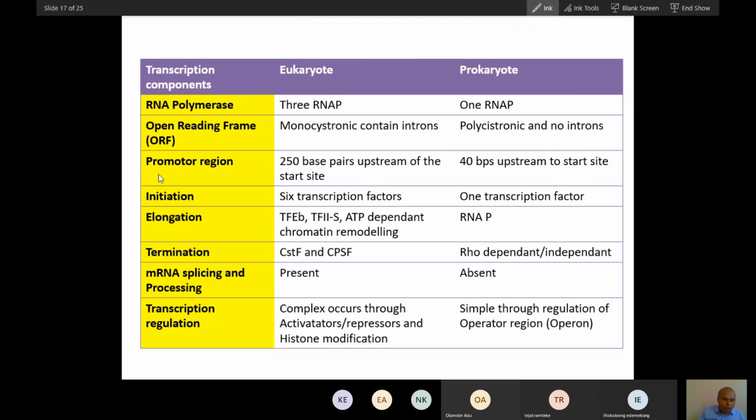So these are 3 basic differences in structure. First, the structure of RNA polymerase, then the cistron, the open reading frame. Then what is the promoter region? The promoter region is more complicated in eukaryotes, and the prokaryote promoter region is very simple. We have done this promoter region. You can see in the promoter region there are 250 bases. In addition, the promoter region will be assisted by some other activator regions and inhibitor regions.